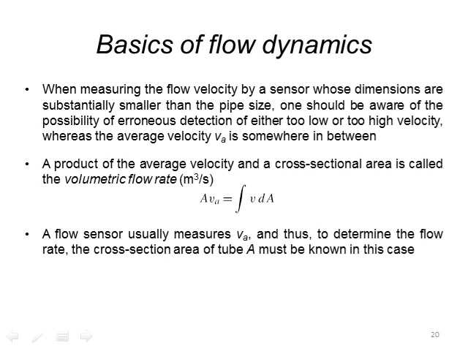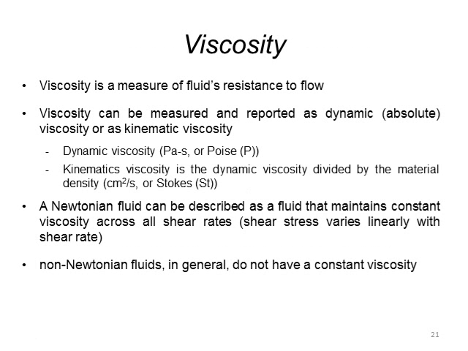The product of the average velocity and the cross-sectional area is called the volumetric flow rate. A flow sensor usually measures V_A, this average velocity, and thus to determine the flow rate, the cross-sectional area of the tube must be known in this case.